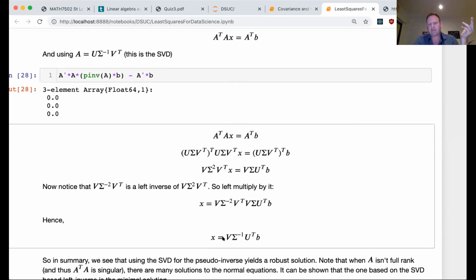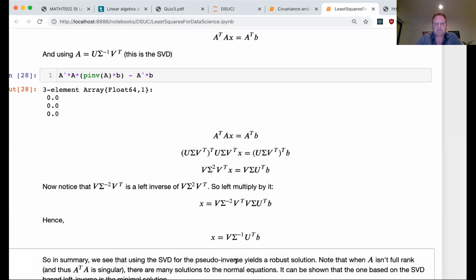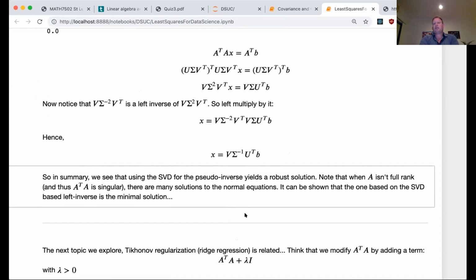And hence X is V, after this V transpose cancels, V sigma inverse U transpose. So again, this is not the SVD, this is the pseudo inverse, V sigma inverse U transpose. This is a pseudo inverse which comes from the SVD, which is what we calculated above. So in summary, when you deal with SVDs, you have, at least theoretically, but also practically, since sometimes this is used as a practical algorithm, a way to get the pseudo inverse no matter what, whether A has a zero null space or not.